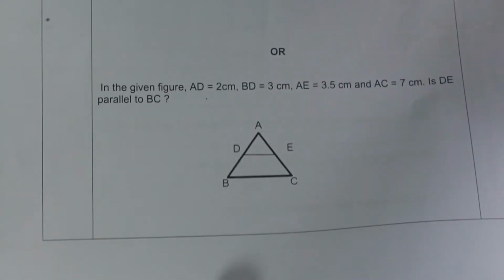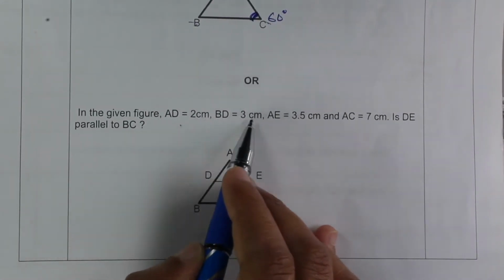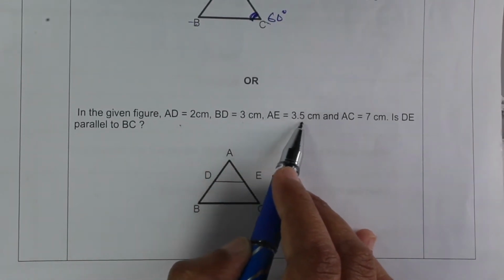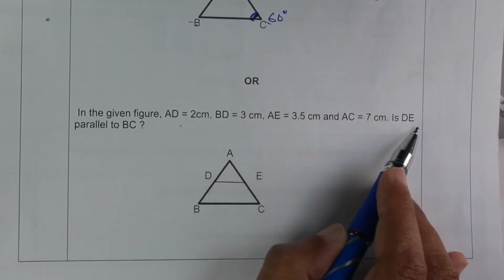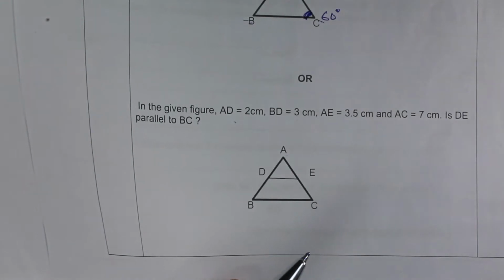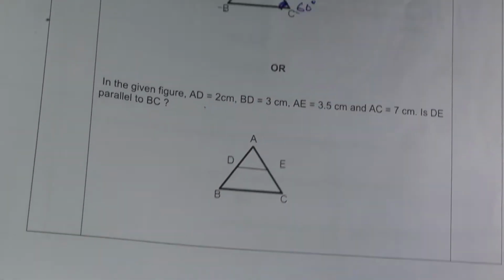Now let's move to the next part of the question. In the given figure, AD is equal to 2 centimeters, BD is equal to 3 centimeters, AE is equal to 3.5 centimeters and AC is equal to 7 centimeters. Is DE parallel to BC? This problem can be solved using the basic proportionality theorem.